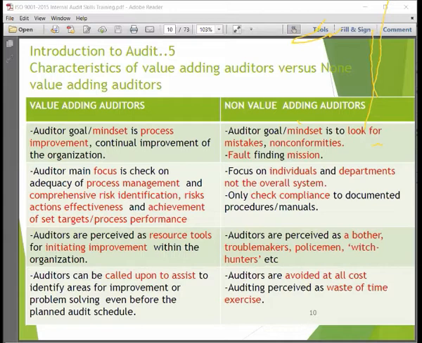You're not seeing the value that they are adding. Yes, they are there, they are auditing, but when an audit comes, it's like they are coming to bother you, they are coming to trouble you, they are policemen. They are not adding value.